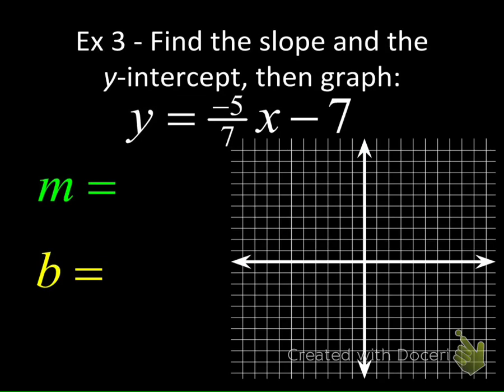Okay, example 3. Okay. Kaylon, do you know what m equals? -5/7. Yep. And that's because it's the number multiplied by x. And then what does b equal? What's my y-intercept? -7. So be down 7. Perfect, yeah. So my ordered pair is 0, -7. Just like Alex said, I'm going to start at the origin, and my y-intercept is -7.